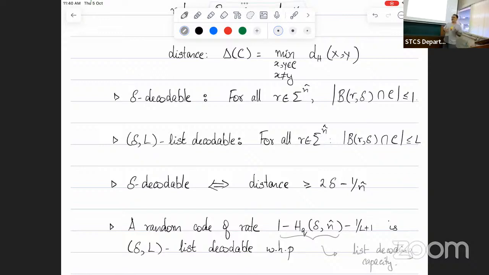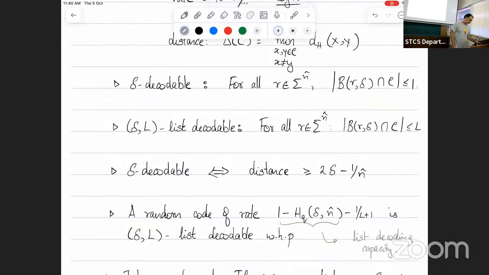It depends on how you want to think of it. This is like saying that you fix a delta, you say I want the list size to be small, and you ask how large my rate can be. The other way of looking at it might be that you have a particular rate of interest and a particular list size, and you want to know how much delta you can tolerate, up to what radius the list size is going to be at most L. The function will be different.